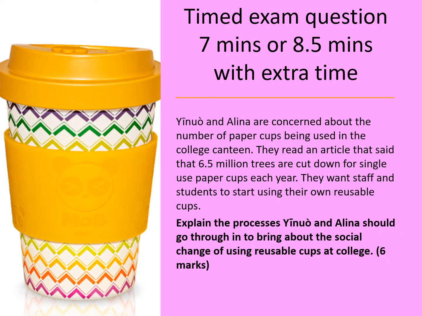The third question I've given you, I'd like you to try on your own, and it's a timed exam question. So you would write the question and then practice writing it. It's a 6 marker in either 7 minutes, because that's how long you get in the exam, or about 8.5 with extra time. So Yinyo and Alina are concerned about the number of paper cups being used in the college canteen. They read an article that said that 6.5 million trees are cut down for single-use paper cups each year. They want staff and students to start using their own reusable cups. So it says explain the processes that they should go through in order to bring about the social change of using reusable cups at college, 6 marks.